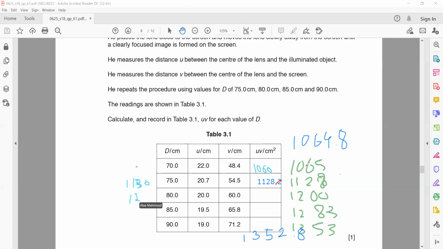1128. Then this will be 1200, 1283 and 1353. It is 1352.8, but because I'm using 4 significant figures in this column, that's why I should use the same number. Like I should round off to 4 significant figures.